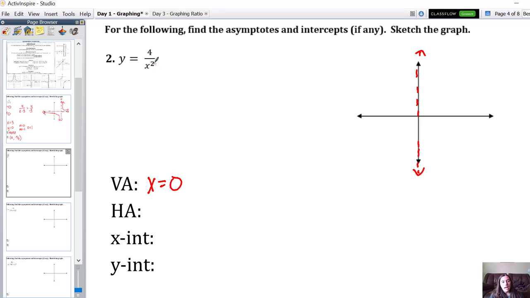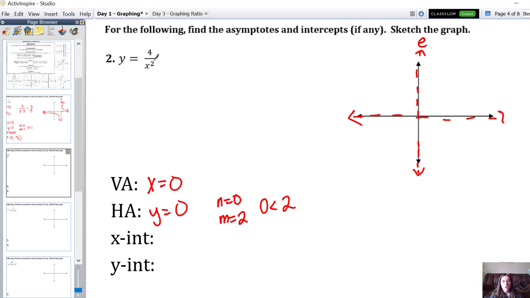The degree of that factor is 2. 2 is even, so I'm going to put an E above my asymptote. For the horizontal asymptote, I look at the degree of the numerator and the denominator. The degree of my numerator is 0, n is 0, m is 2. 0 is less than 2, so we have a horizontal asymptote at y equal to 0.